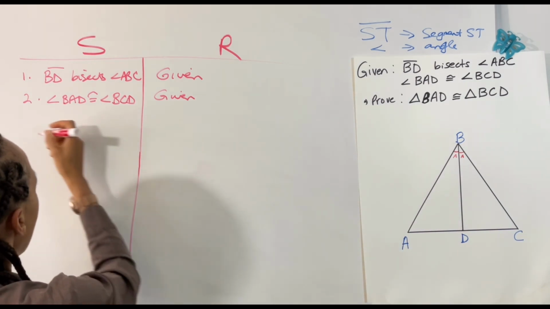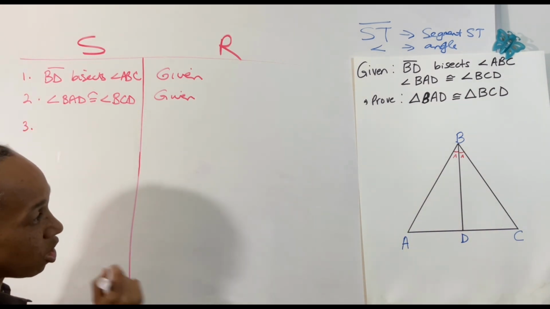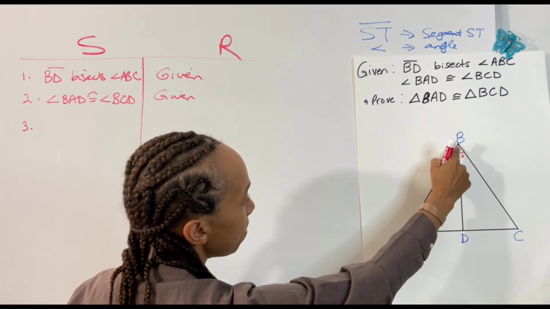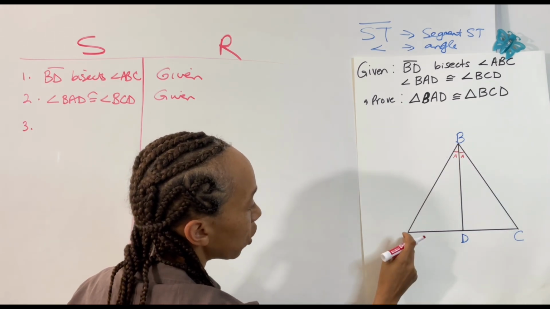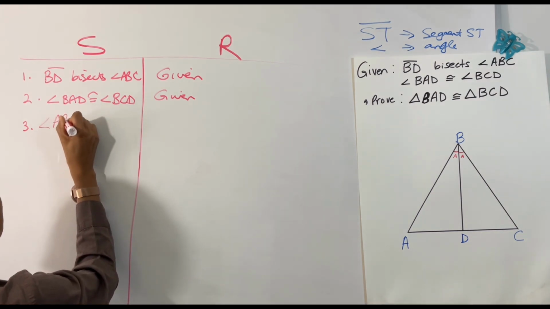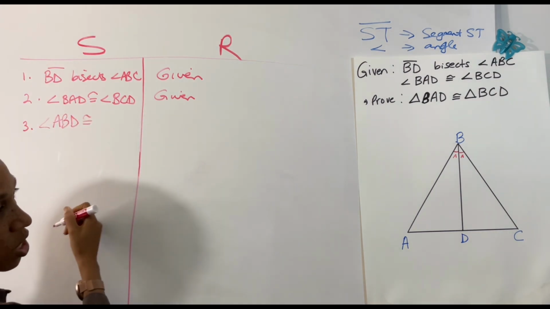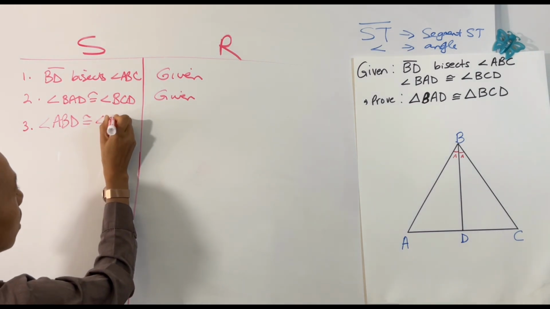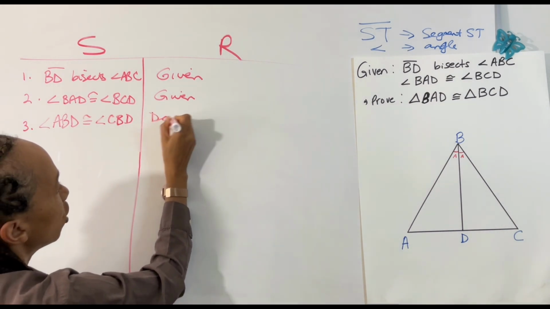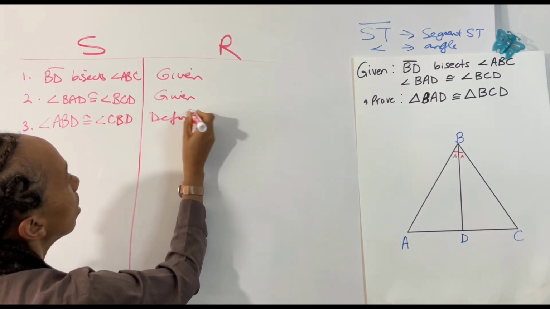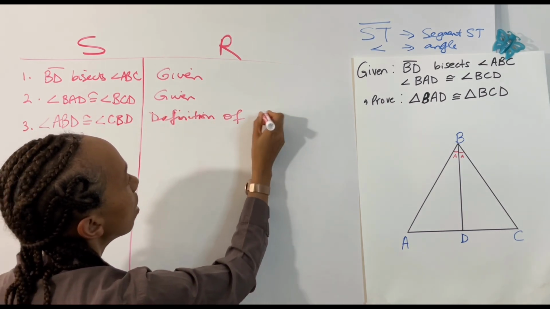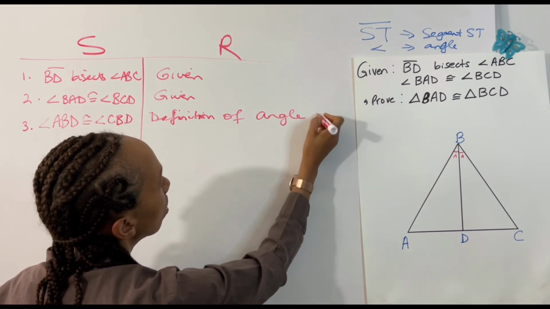Then for the third statement that you're going to write, since it's an angle bisector, it's going to split the angle B in half. So angle ABD is going to be congruent to angle CBD. And that's by definition of angle bisector.